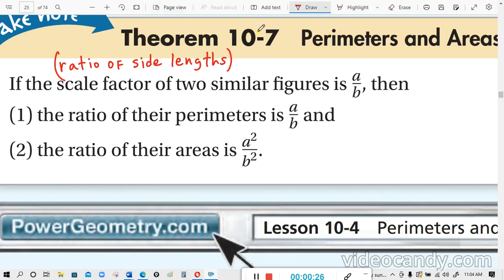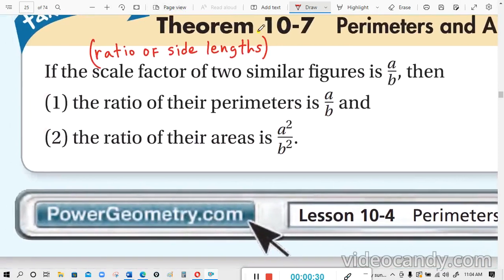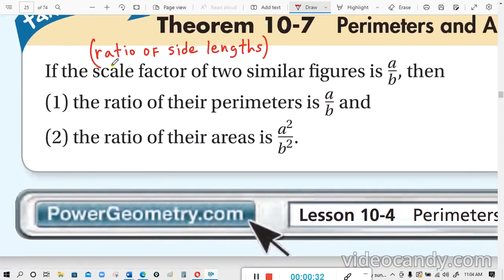All right, Theorem 10-7, perimeter and area of similar figures. Recall the definition of scale factor. It is the ratio of the side lengths. It says if the scale factor of two similar figures is A to B, then the ratio of their perimeters is A to B, and the ratio of their areas is A squared to B squared.